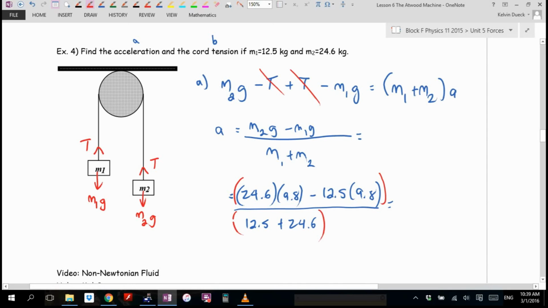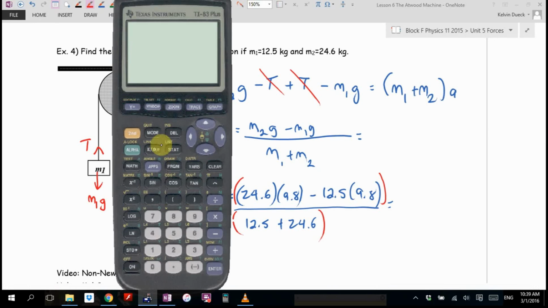Everything else is going to be a plus sign or a times sign or a minus sign. It's way easier to read. Hopefully I've gone on the occasional rant about good calculators. I'd like to think I have. So 24.6 times 9.8 minus 12.5 times 9.8. Close off the bracket. That's it. Divided by bracket 12.5 plus 24.